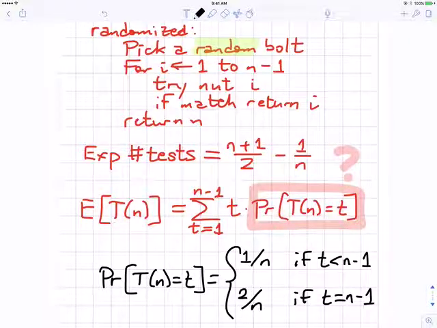Shouldn't the first case be like 1 over n minus t? Because you take 1 out, right? What's the probability that this will match nut number 1? 1 over n. What is the probability that this will match bolt number 17?